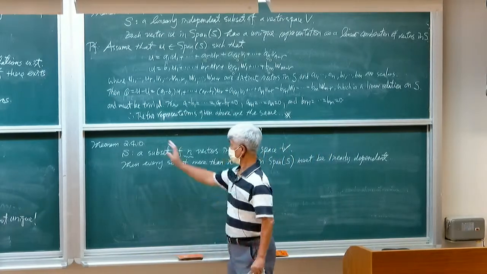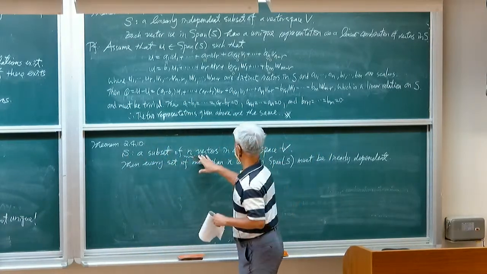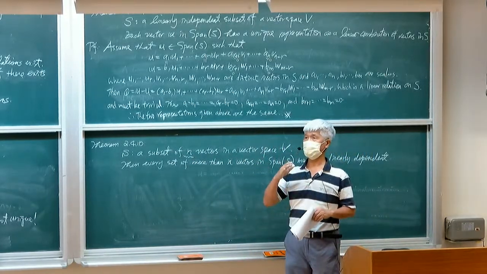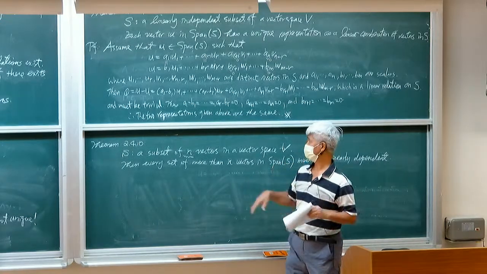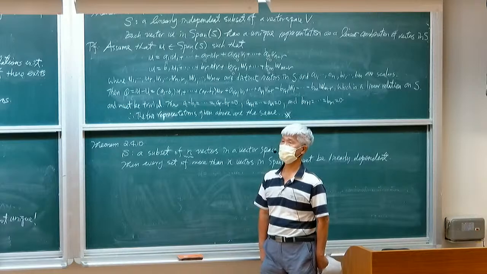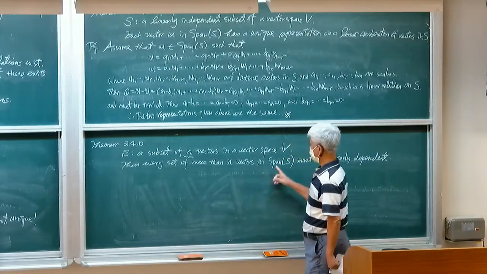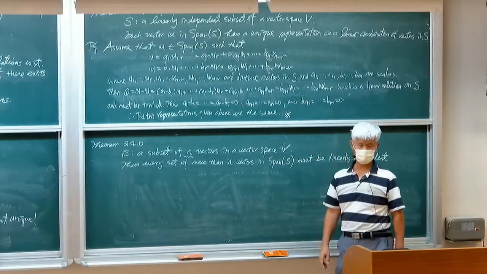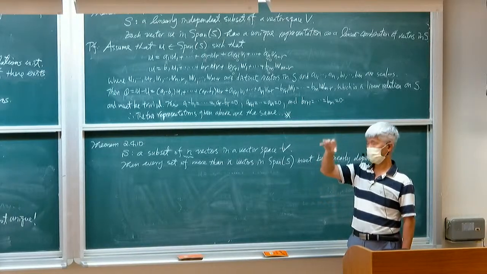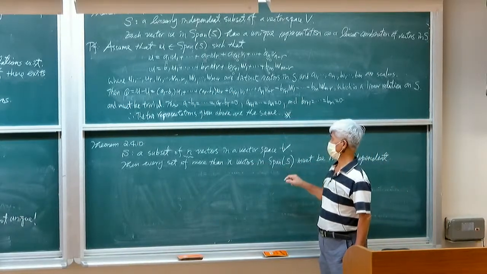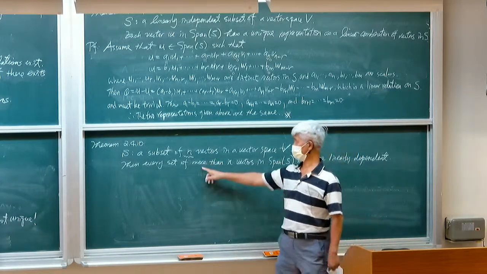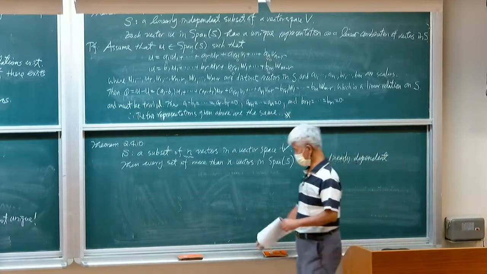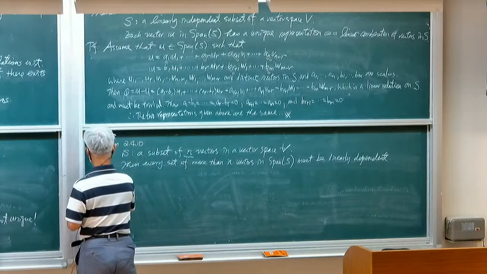Right. So S is a set of n vectors. We don't know whether this set is linearly dependent or linearly independent, we don't know that. Just a set of n vectors. And then, if we select more than n vectors from the span of S, right? Select more than n vectors, then for sure this set must be linearly dependent. Okay. So this is a very strong theorem to know.